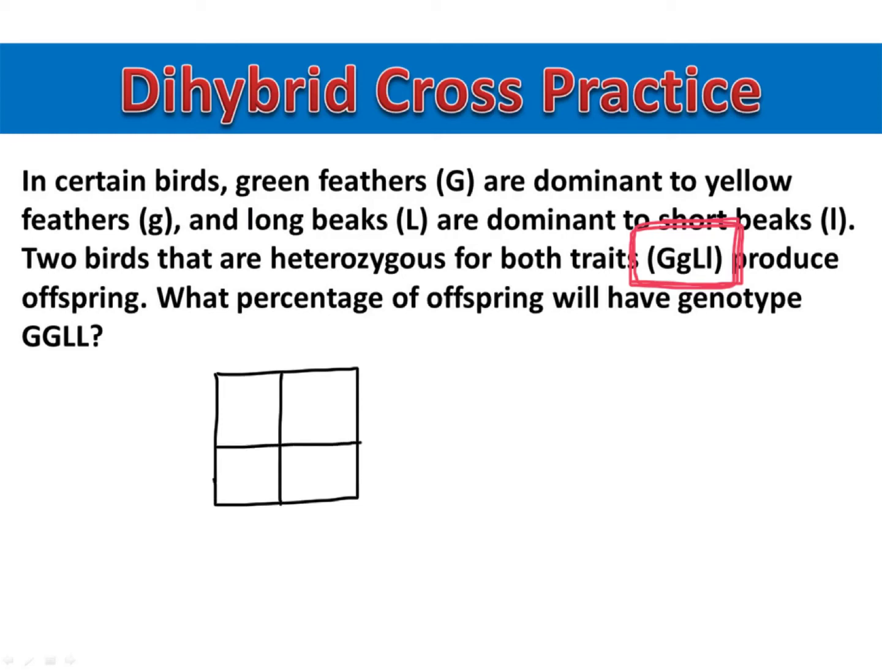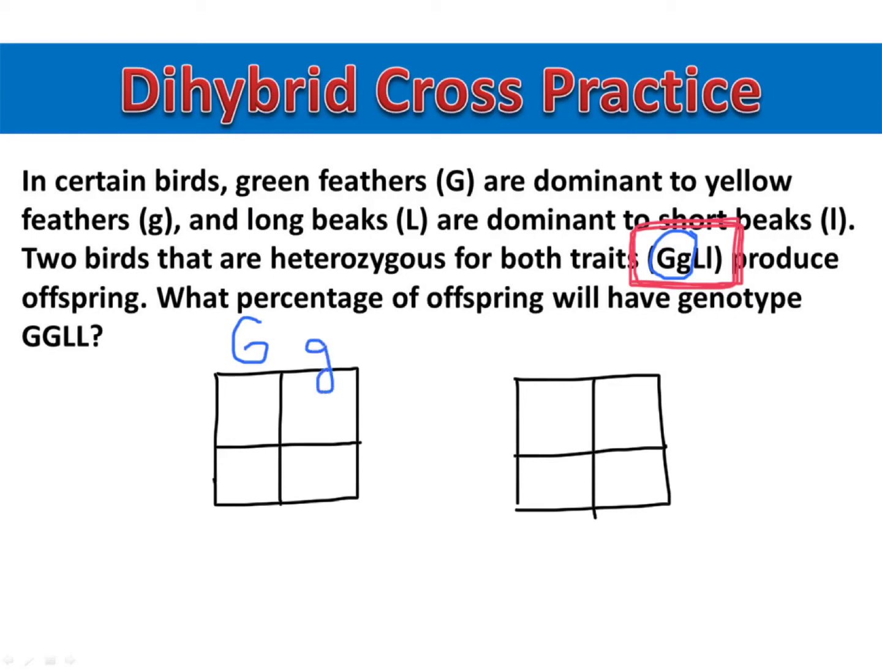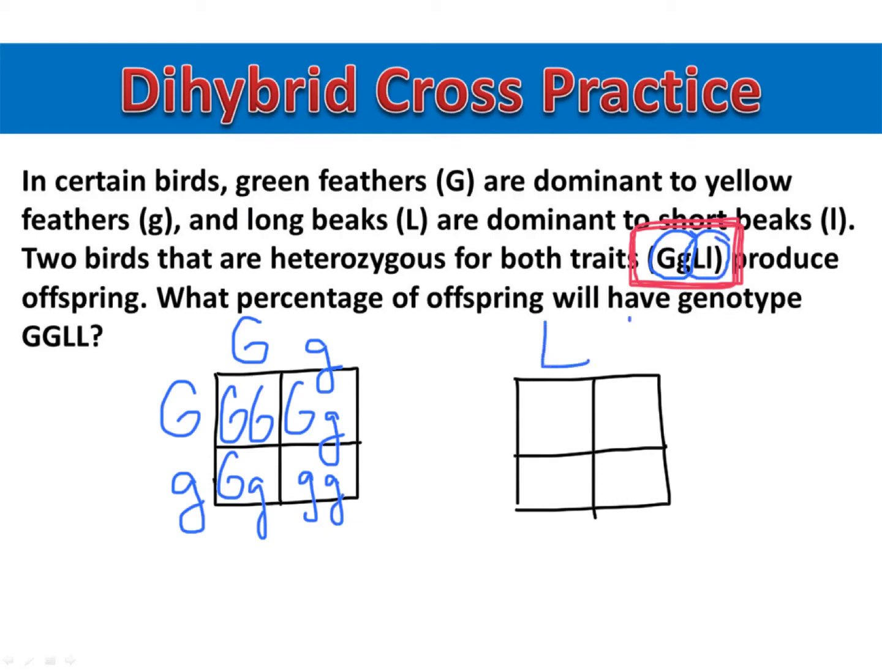Two traits means two Punnett squares. My first Punnett square will be for feather color, and they're both heterozygotes, so one across the top, one down the side, and then I can fill it in. And my second Punnett square is for beak length, and they're both heterozygotes for that.